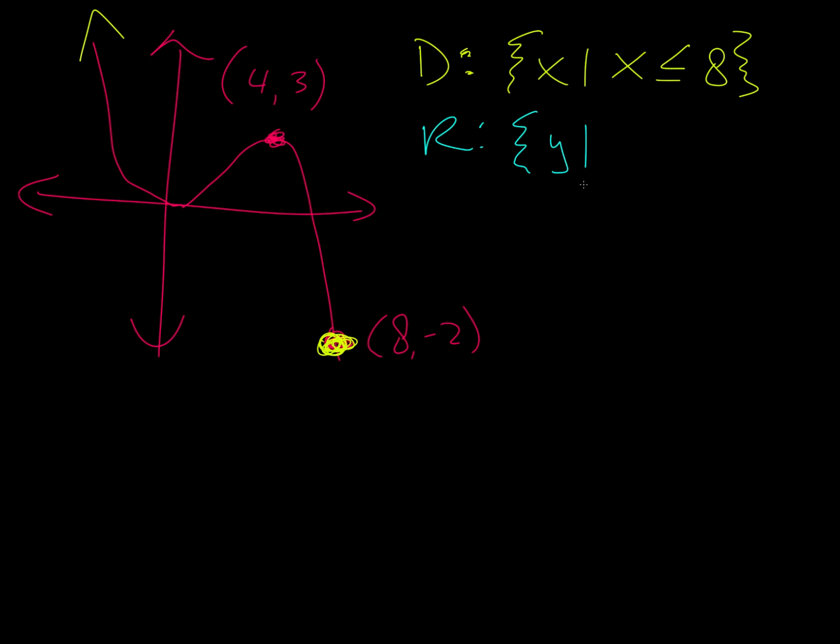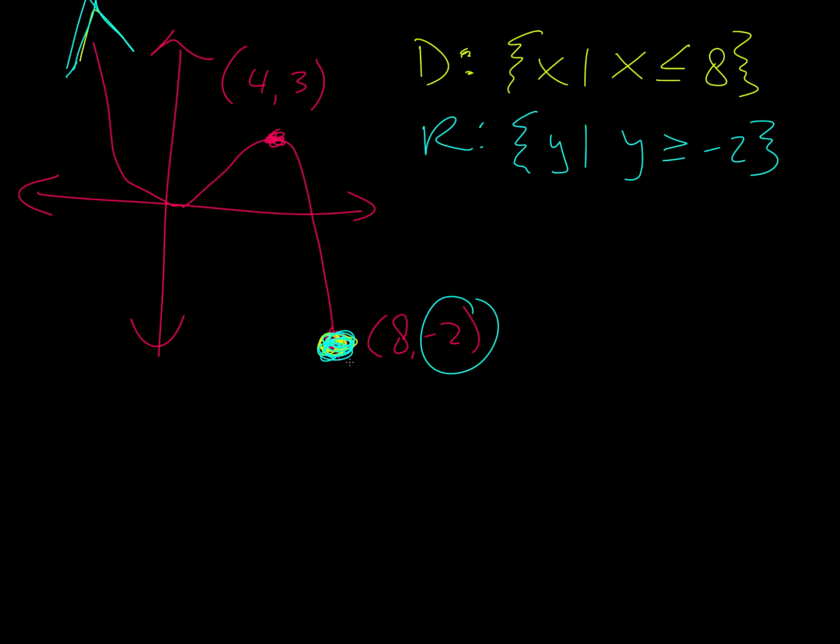Okay, now the range, we only care about y values. So we're going to start with something that looks like that: the set containing all values y such that. Now everything needs to be greater than or equal to -2, because we have this arrow that goes all the way to infinity. And so y is greater than or equal to -2. Once again, it's greater than or equal to because of this filled in dot right here.